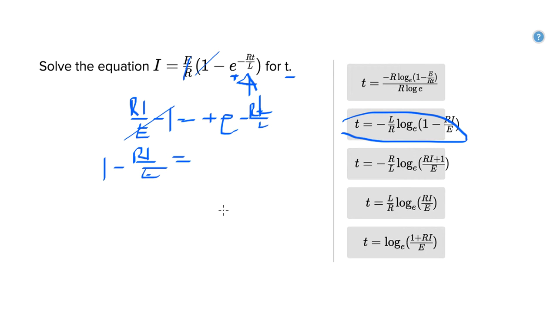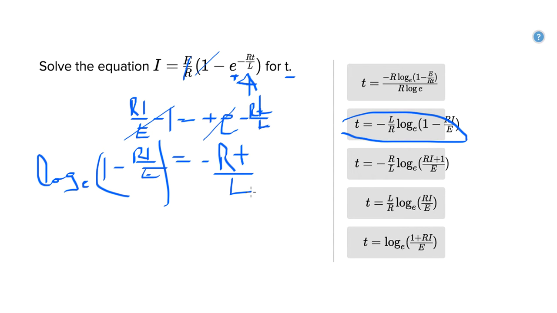What we can do next is take the natural log. If you take log e of e, the e cancels out, and you end up with this negative rt over L thing on this side. But if you do the natural log on this side, you're going to have to do that log on this side as well. So we take log e of this side of the equation as well, and now we have this equaling rt over L.